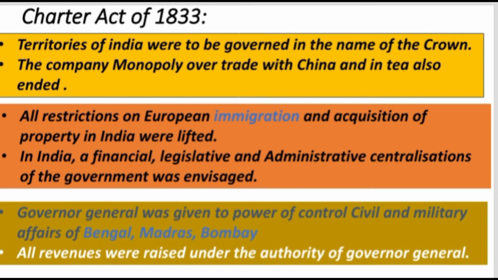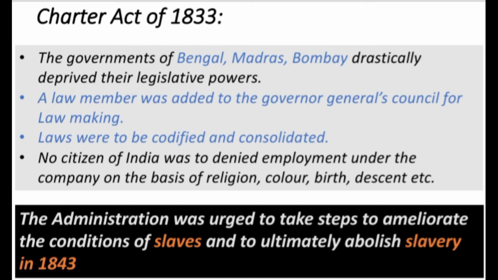In India, a financial, legislative and administrative centralization of the government was envisaged. The Governor General was given the power to superintend, control and direct the civil and military affairs of the company. Bengal, Madras, Bombay and all the other territories were placed under the complete control of the Governor General. All the revenues were to be raised under the authority of the Governor General, who had complete control over the expenditure too. The governments of Madras and Bombay were drastically deprived of their legislative powers and left with the right of proposing to the Governor General the projects of law which they thought to be expedient.